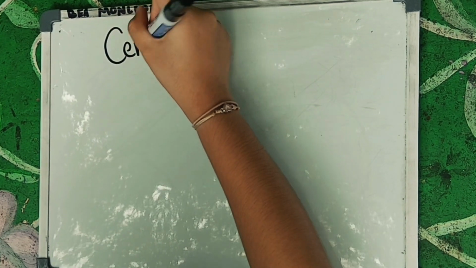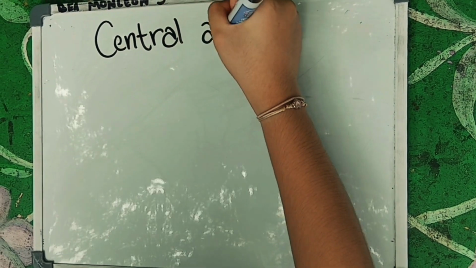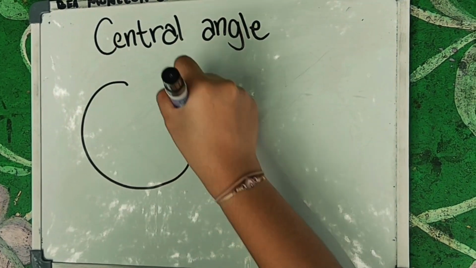So, what's a circle anyway? A circle is a set of all points in a plane that are the same distance from a fixed point. The fixed point is called the center of the circle. A central angle of a circle is an angle formed by two radii.